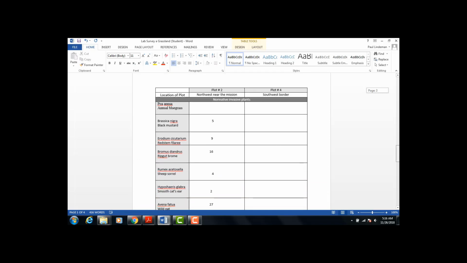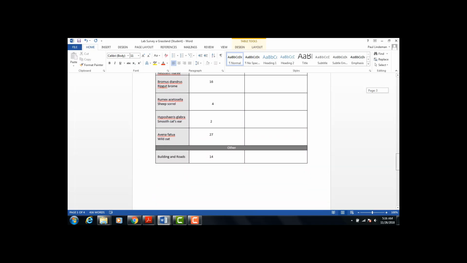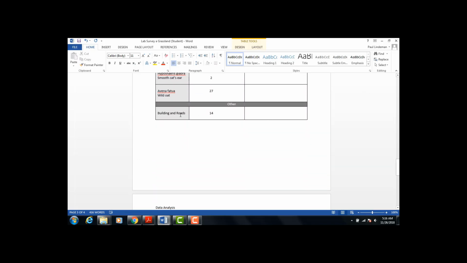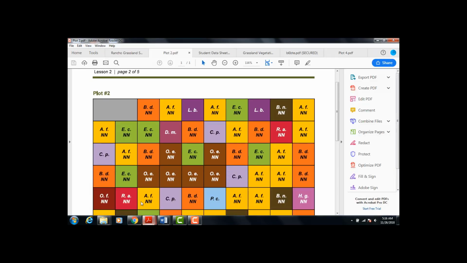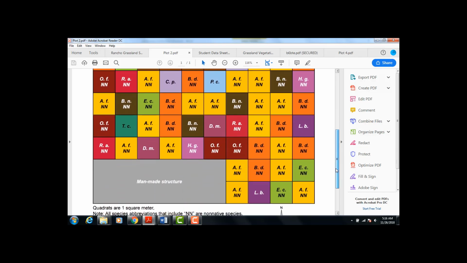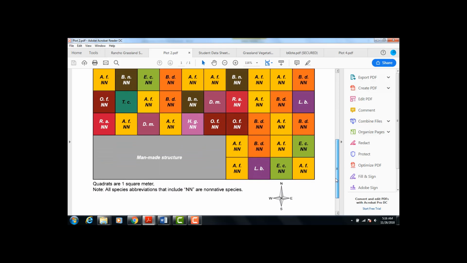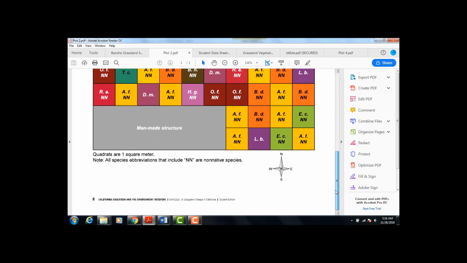And the one that you probably did not get to fill out, because I didn't explain it to you, is this one on buildings and roads. So let's do that one right now just so you can see how that would work. So let's go to our plot 2. And what we have is we have man-made structures. Okay, well, here's a man-made structure. It's gray. And you can see that from our key that's down here.